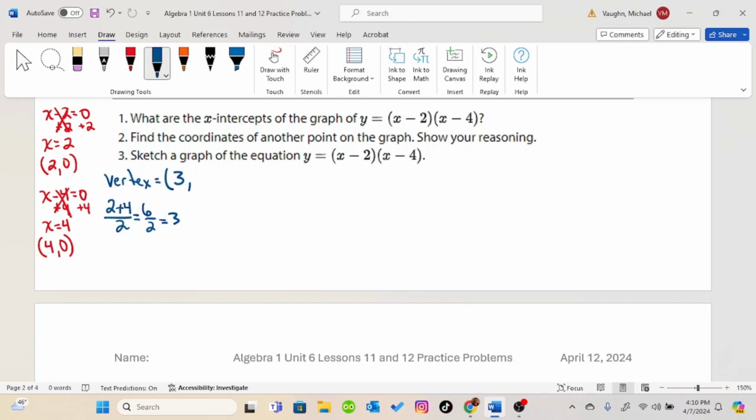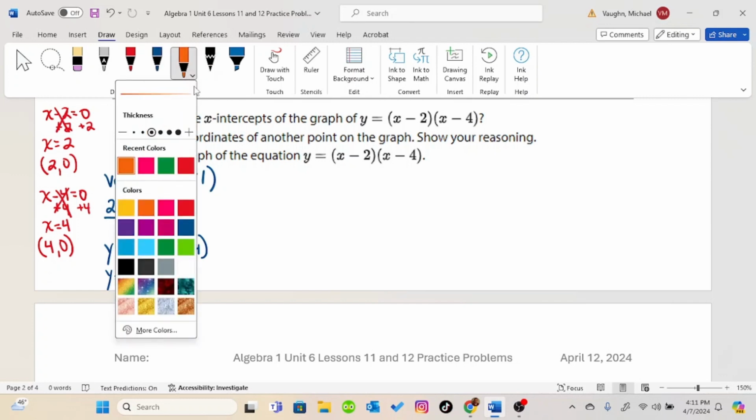Now I can substitute 3 into the equation to solve for y. And I find out that y equals -1. So now I know the x-intercepts, (2, 0) and (4, 0), and I know the vertex is at (3, -1). Number 3 wants me to sketch a graph.